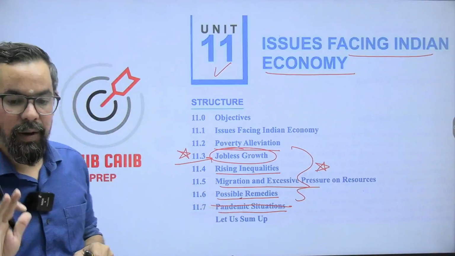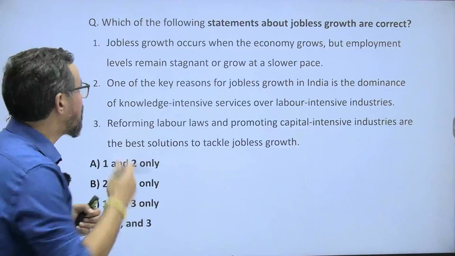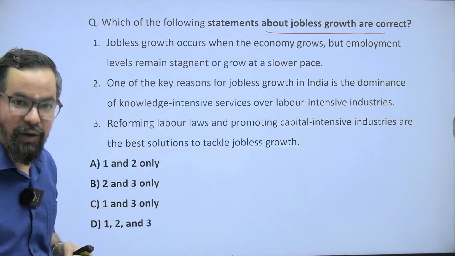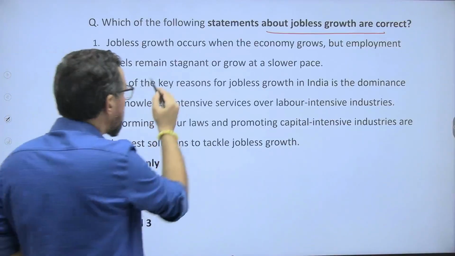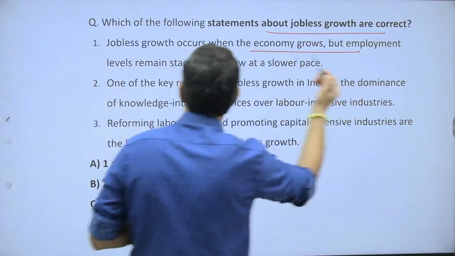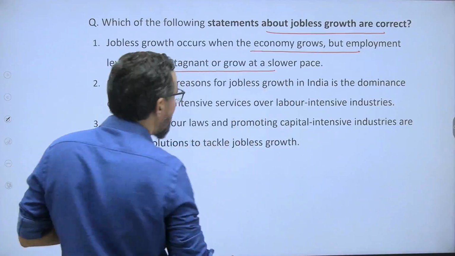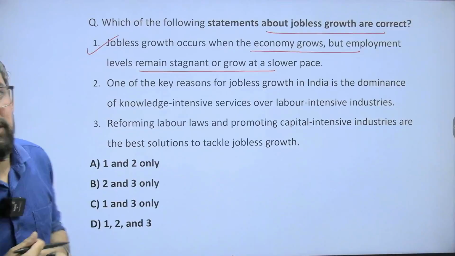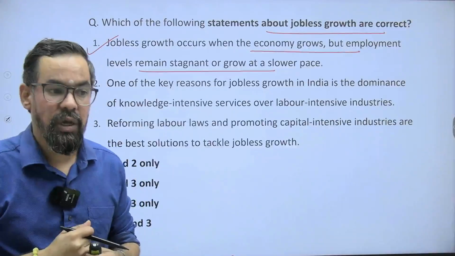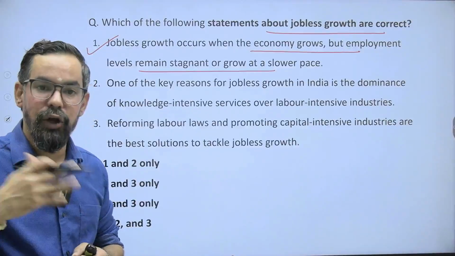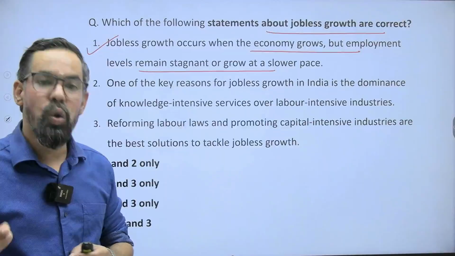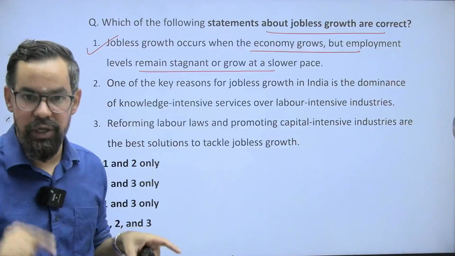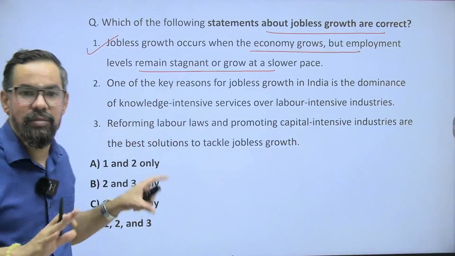So the question is, which of the following statements about jobless growth are correct? This was asked in your recent examination itself. Jobless growth occurs when the economy grows but employment level remains stagnant or grows at a slower pace. 100% true. Okay. Let's say our economic growth is on an average, let's say it is 6.5%, and your job growth rate is, let's say it is 2%, 1.5%. That means the Indian economy is facing jobless growth stages, right? So that is something related to this.